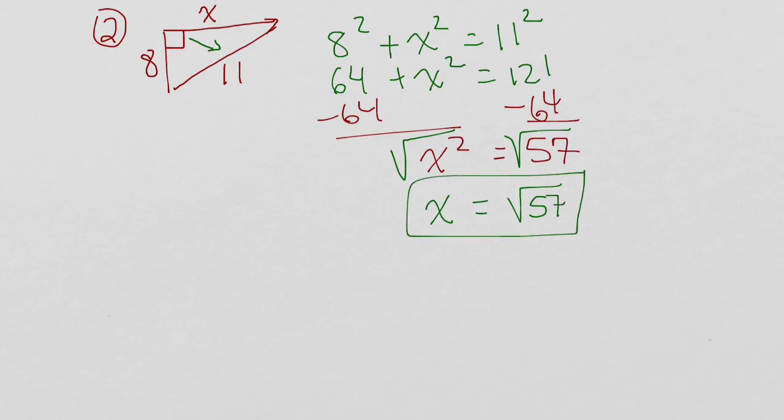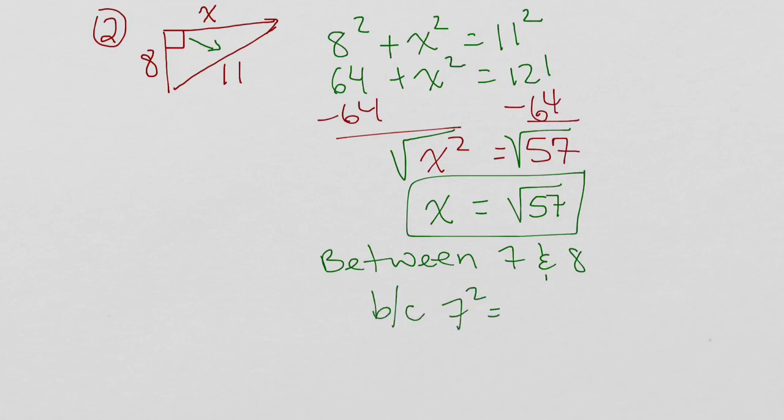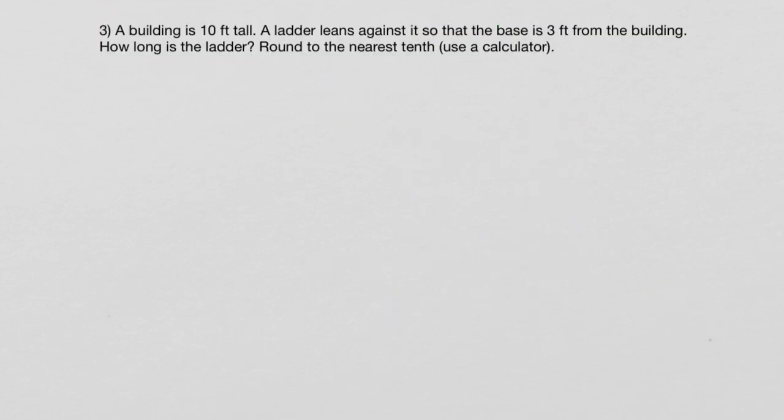If, however, I asked for an estimate, you could say it's between 7 and 8, and the reason you know that is because 7 squared is 49, and 8 squared is 64, and 57 is between 49 and 64.